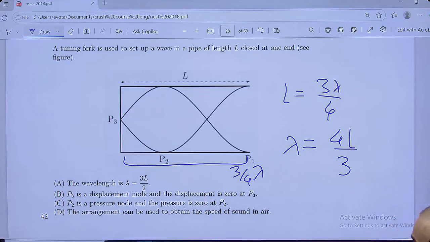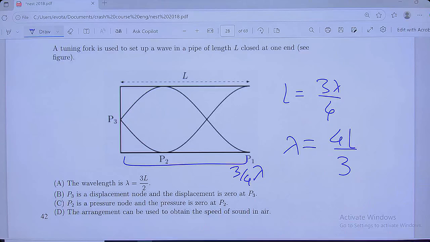Option B says that P3 is a displacement node, right? P3 is basically a pressure node given to us. P3 is a pressure node. Low pressure point will have a high displacement, right? The variation of pressure is given to us. So P3 is a pressure node and pressure is 0 at P3, and P2 is a pressure anti-node. Displacement node will be at P2 now. Right, so option B and C both are wrong.